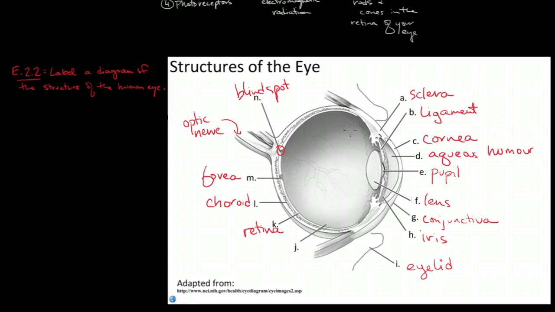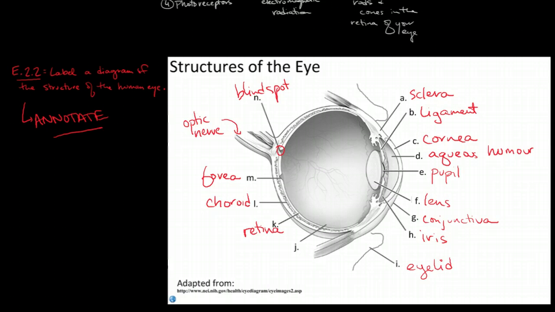So here are the things that you need to be able to label. That's all this is asking you to do. But I would tell you that you also need to be able to annotate with functions. You need to be able to tell me what's going on here, because the next target has to do explicitly with annotating a diagram of the retina to show the cell types and the direction in which the light moves. So we're going to move to that, and then compare rods and cones, and then talk a little bit about some optical illusions.